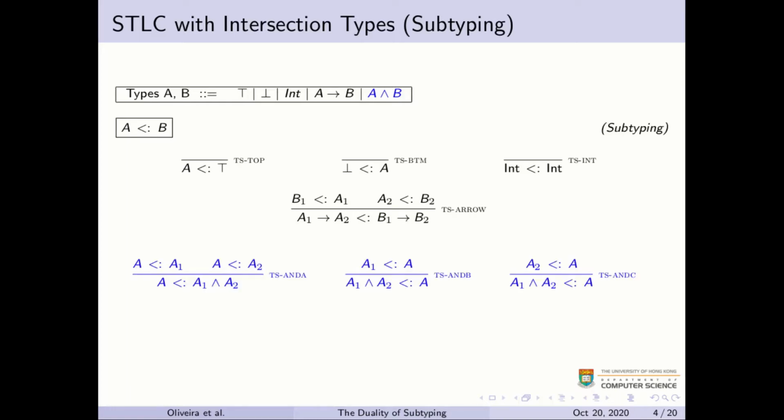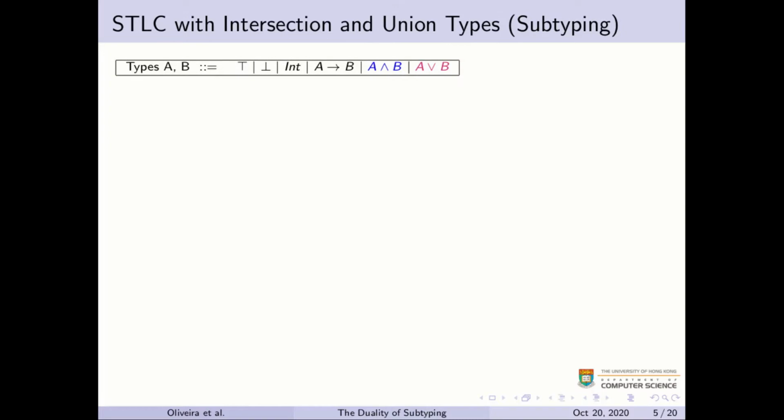Intersection types in this system are represented with blue, and when we added intersection types in this system, we need 4 set of basic rules, one for top, one for bottom, one for integer, one for arrow, and we need 3 more rules to deal with the intersection types. Now, what if we add more types or more features in this system? Let's add the union types. Union types are highlighted pink.